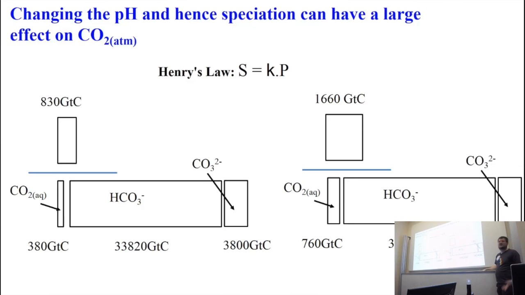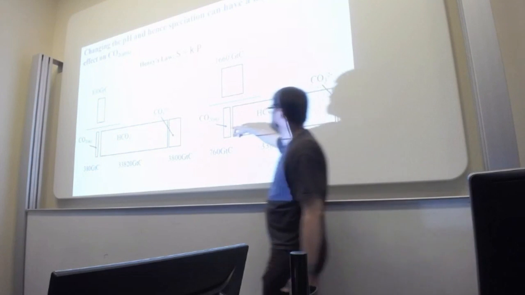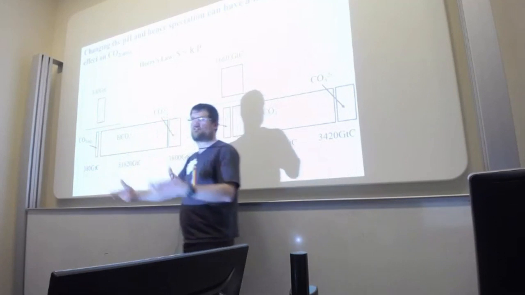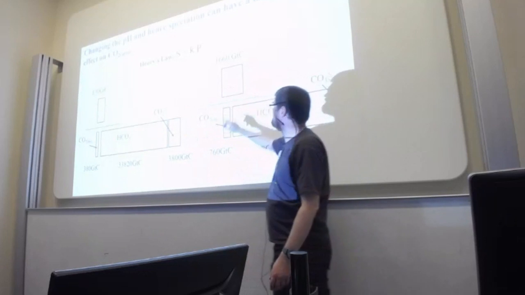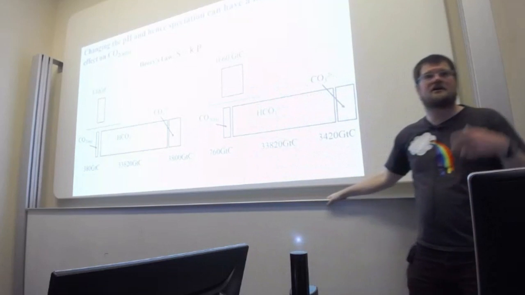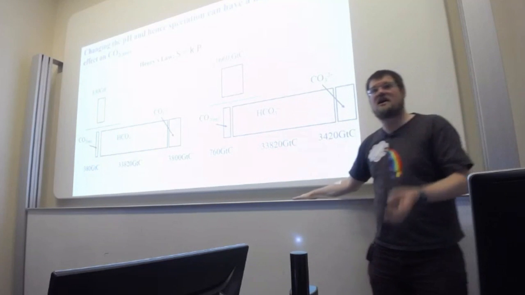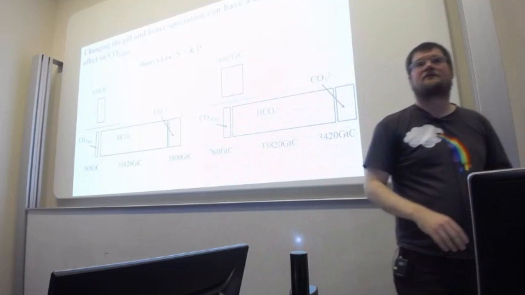If we acidify the ocean a bit, we might get more CO2 in aqueous form than we have carbonate ion. If that happens, then the ratio of the size of this box to this box should stay constant if the temperature is constant. So if we double the size of that box, we should double the size of the top box. The speciation of carbon between these three species is really important for determining what the atmospheric concentration of carbon dioxide is.